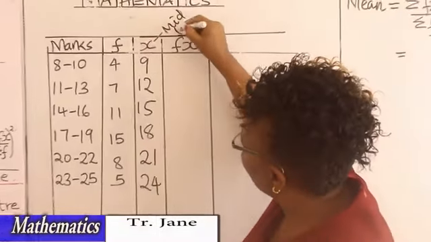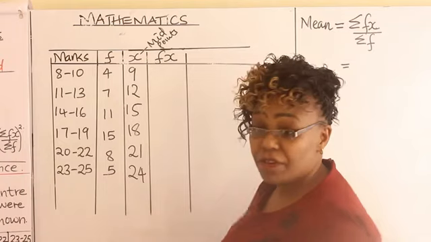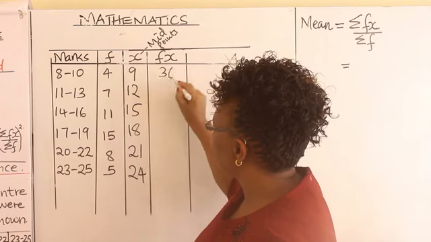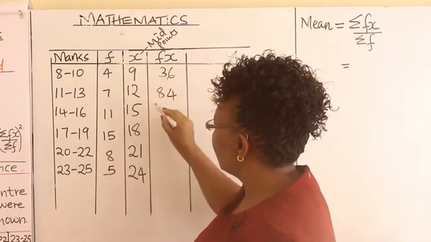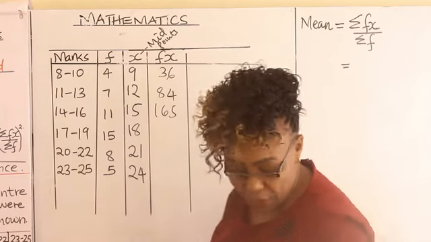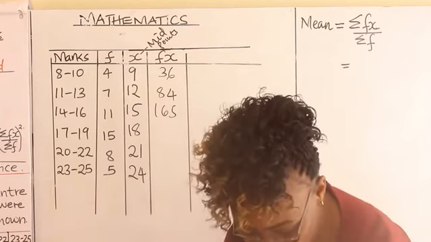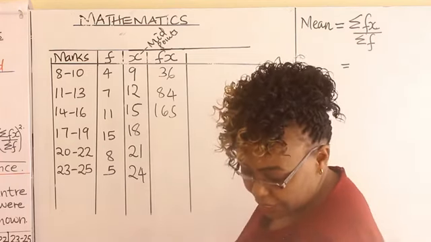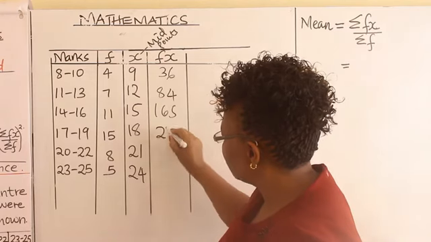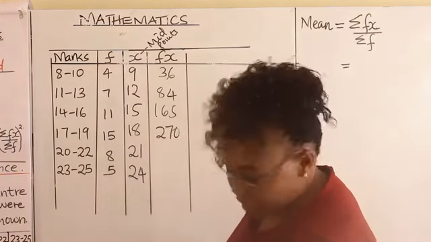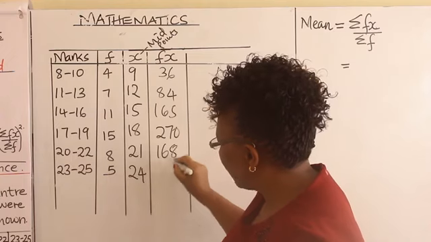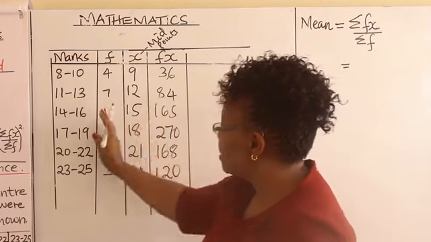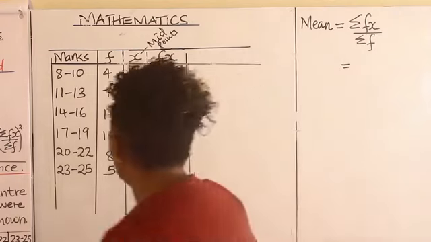Then from there, learner, you get your fx's. You multiply this, you get 36. This will give you 84. This will give you 165. You work out such using a calculator. You should get 15 times 18 gives you 270. The other one gives you 168, and the last one here gives you 120. So learner, with this column and this, we can now calculate the mean.